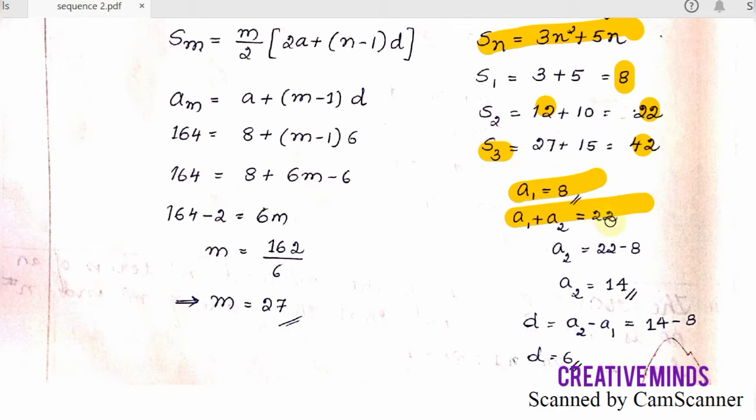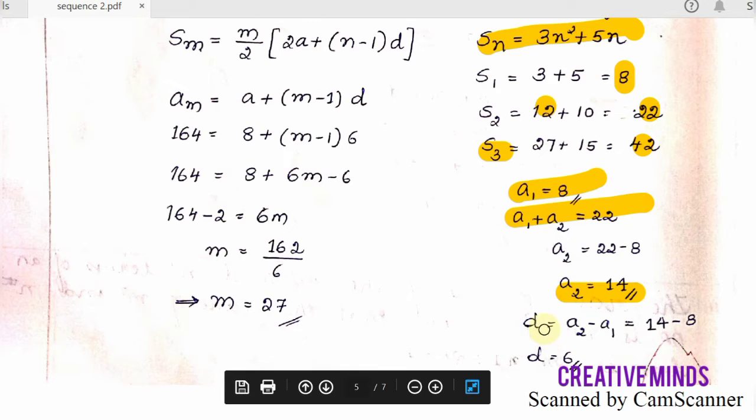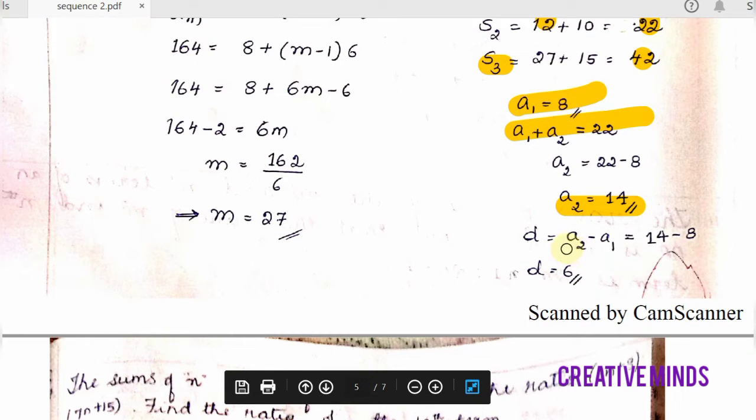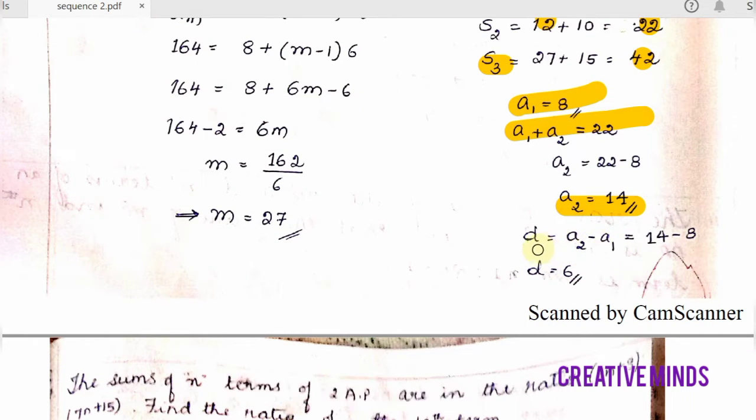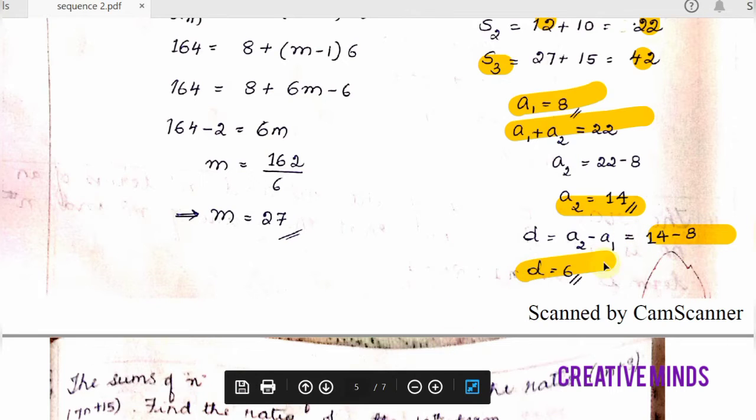S2 is equal to a1 plus a2. So a1 plus a2 is equal to 22. a2 is equal to 22 minus a1, that is 22 minus 8, that is equal to 14. a2 is 14. We get a1 and we get a2, so we can easily calculate the d value. d is equal to a2 minus a1. So that is equal to 14 minus 8. d is equal to 6.